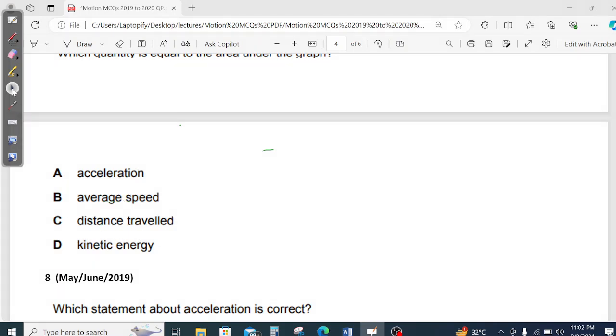Cambridge past papers are very easy if you understand the key points. Without key points you cannot do anything else.